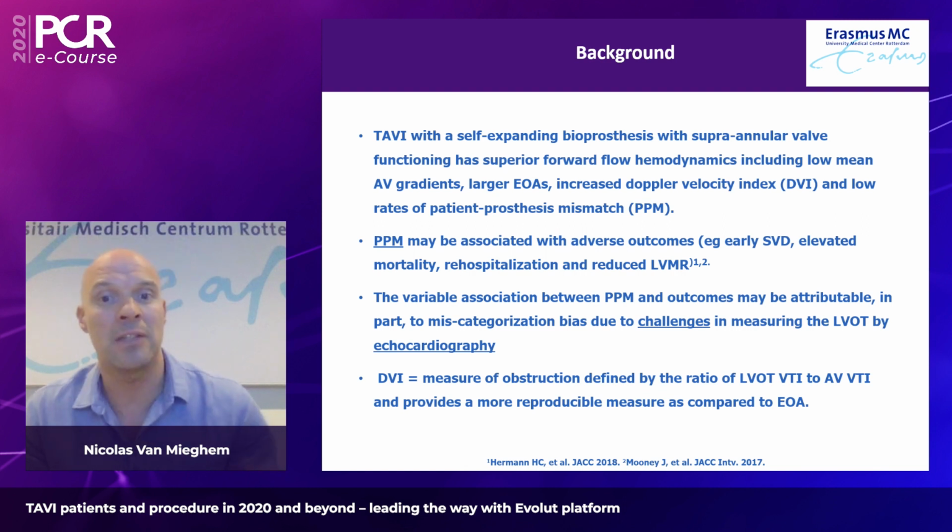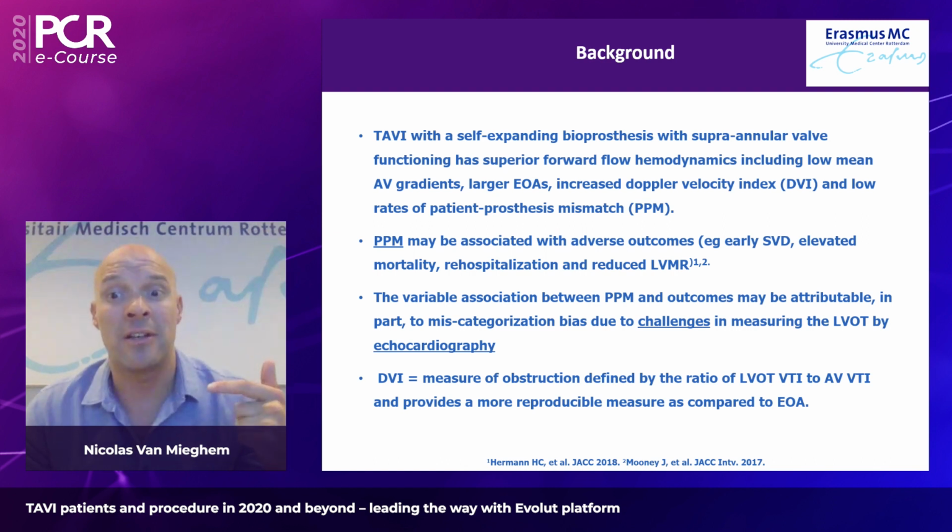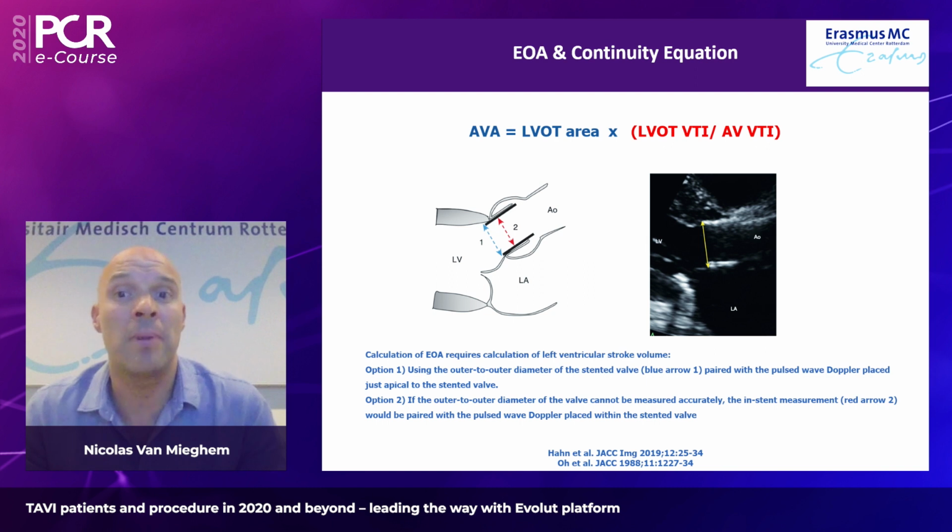But if you then look at the literature, there is a variable association, and potentially this can be attributed to miscategorization bias due to challenges in measuring the LVOT by echo. That is where Doppler velocity index comes into play, because it's a measure of obstruction that is defined by the ratio of the VTI in the LVOT to the aortic valve, and it provides a more reproducible measure as compared to the effective orifice area. And this is basically what you need to know about these Doppler velocity indices.